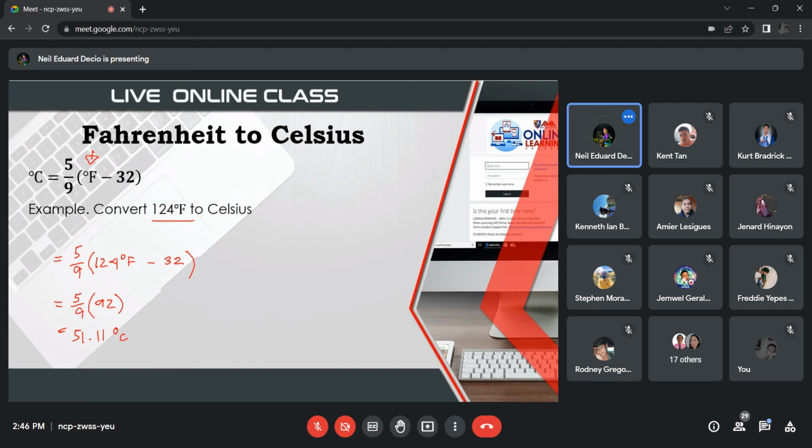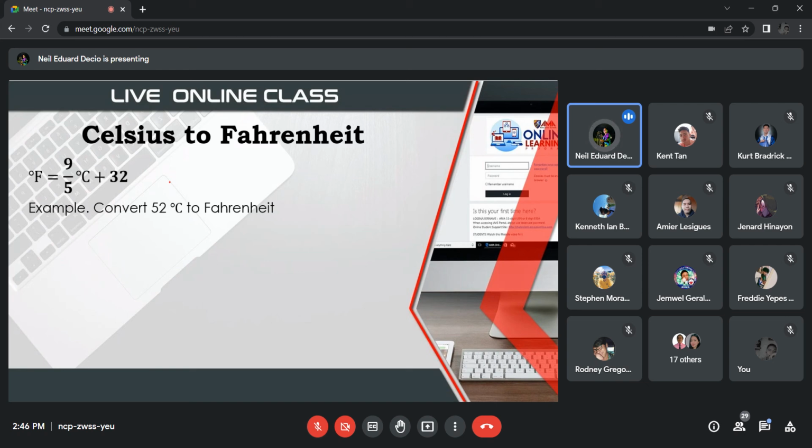Okay. So again, this is the formula in converting Fahrenheit to Celsius. So we use this formula right here. So degrees Celsius is equal to 5/9 multiplied by the given temperature in Fahrenheit minus 32. Okay.